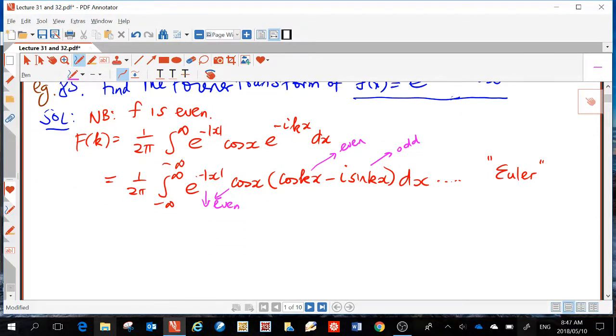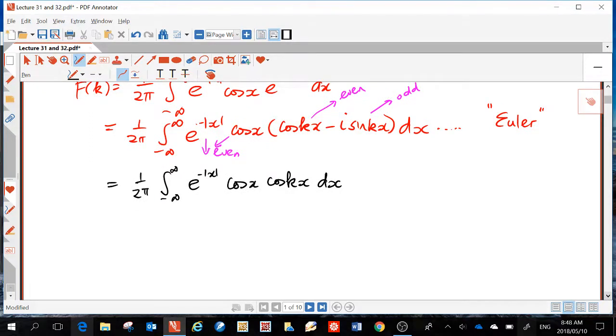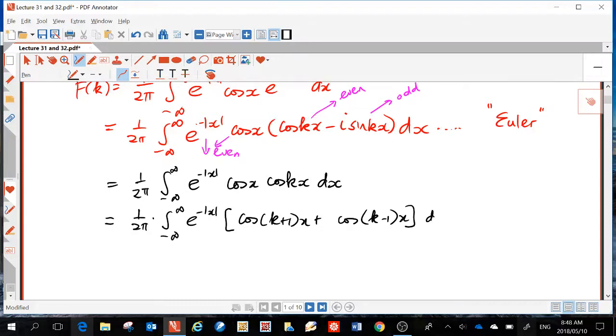So then this thing can be written in the following way. 1 over 2 pi integral minus infinity to plus infinity e to the minus absolute x cos x cos kx dx. At this stage, let me just leave it as it is. I'm trying to save a few lines here. But this can be written as cos (k plus 1)x plus cos (k minus 1)x dx, all upon 2, times half.